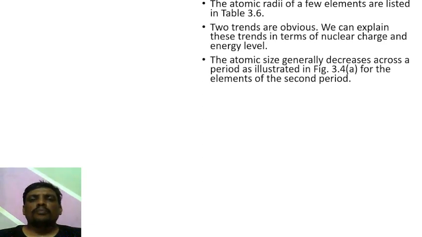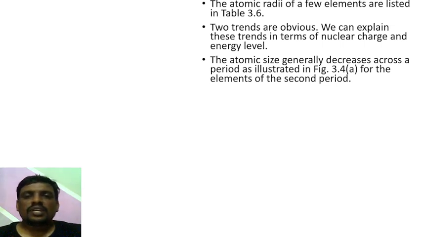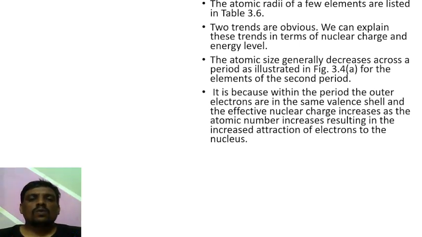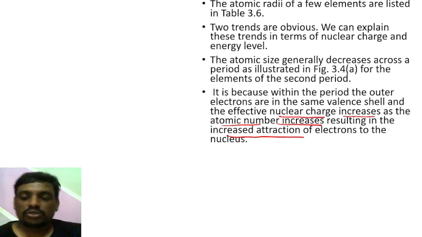Two trends are obvious: nuclear charge and energy level. Atomic size generally decreases across the periods, for example for the elements of the second period. It is because within the period outer electrons are in the same valence shell and the effective nuclear charge increases as the atomic number increases, resulting in the increased attraction of electrons to the nucleus.